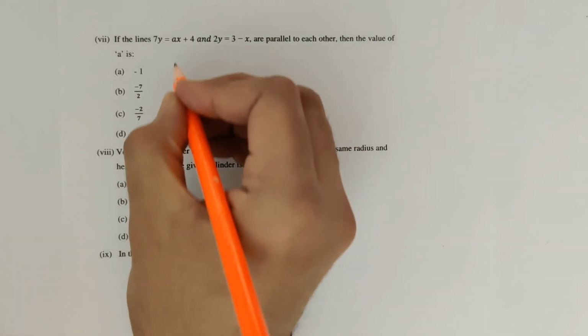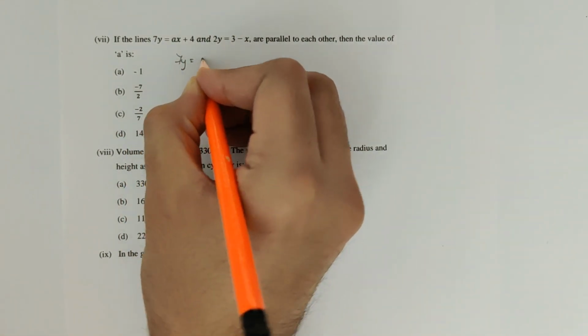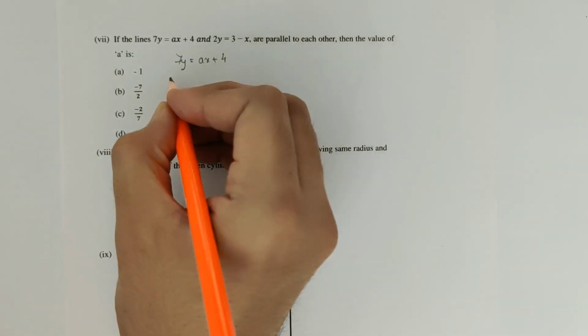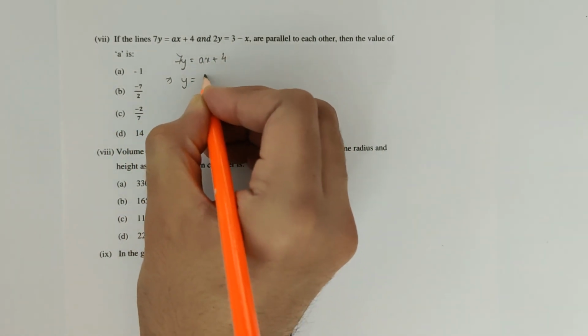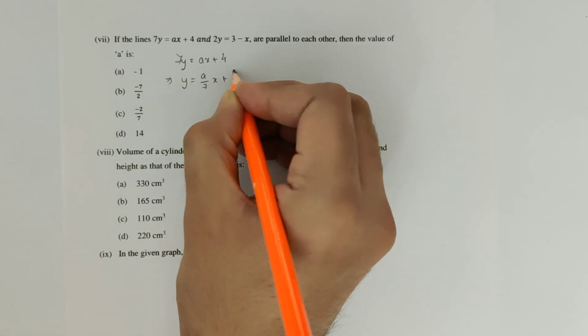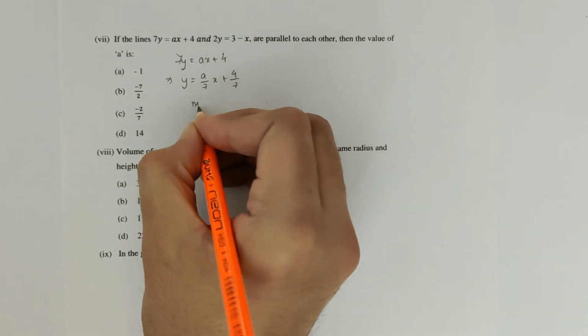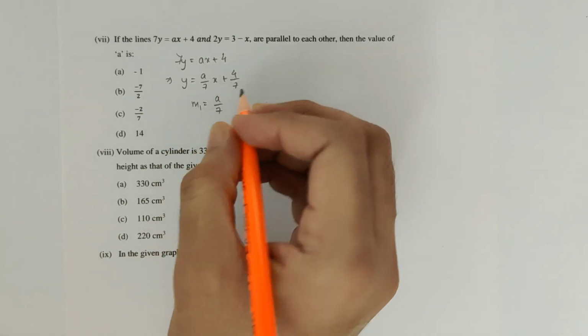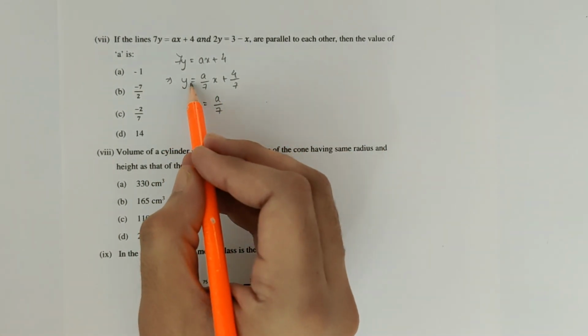Moving on to part 7. If the lines 7y = ax + 4 and 2y = 3 - x are parallel to each other, then the value of a is. First of all, let's find the slopes of both the lines. For the first line we have 7y = ax + 4. That means y = (a/7)x + 4/7. So over here the slope is a by 7 because this is in the form y = mx + c.